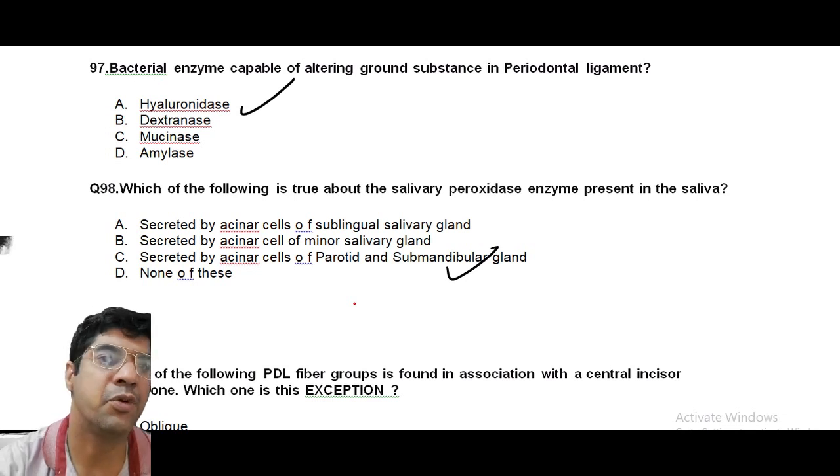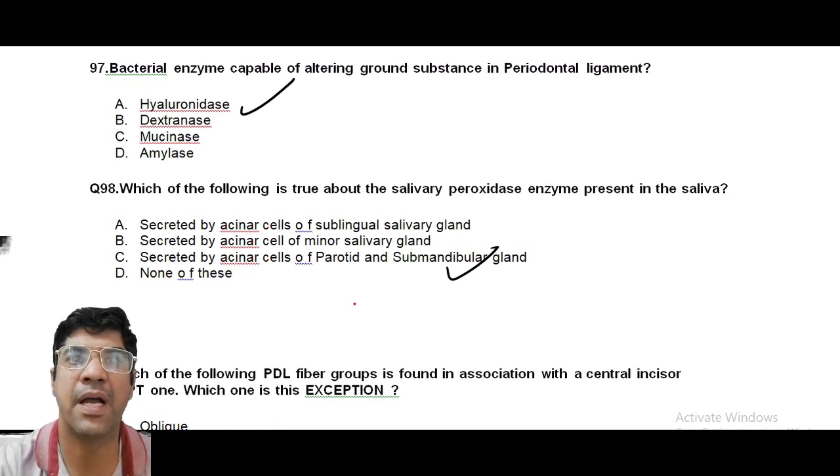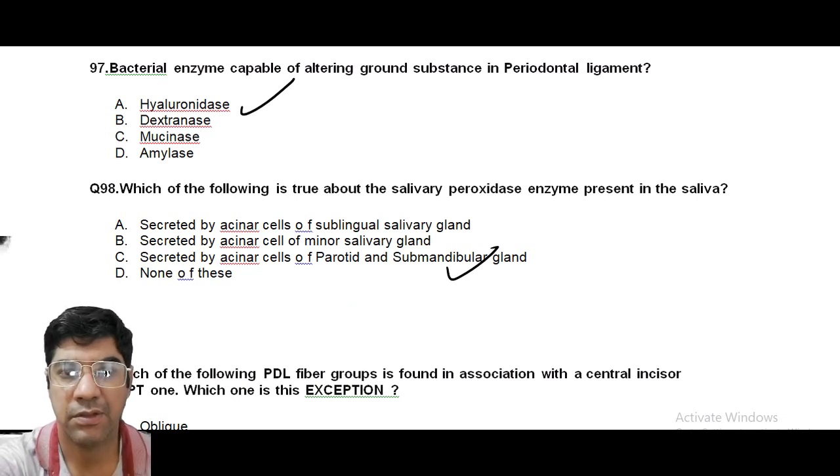The statement that is true about salivary peroxidase enzyme that is present in saliva, the answer is secreted by acinar cells of parotid and submandibular glands. So option C is correct.